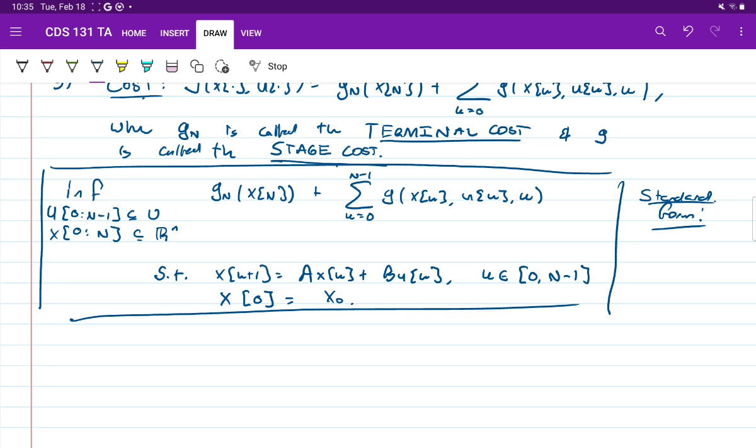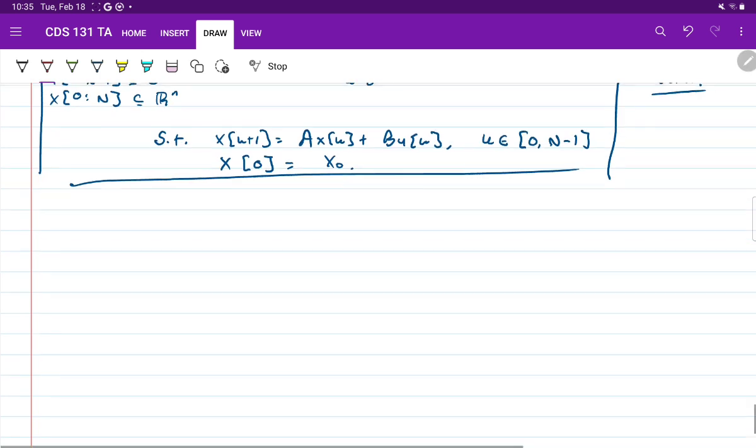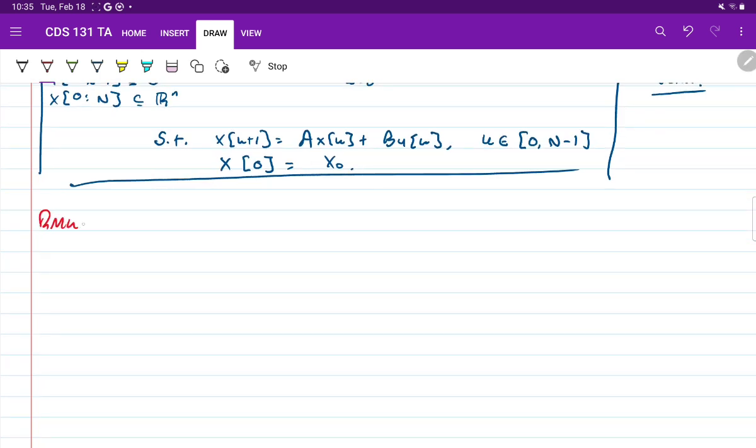All right, fantastic. I just want to make one clarifying remark, which I mentioned earlier. When I write u going from 0 up until n minus 1, what I'm referring to is the sequence u_0 all the way up until u_{n-1}.